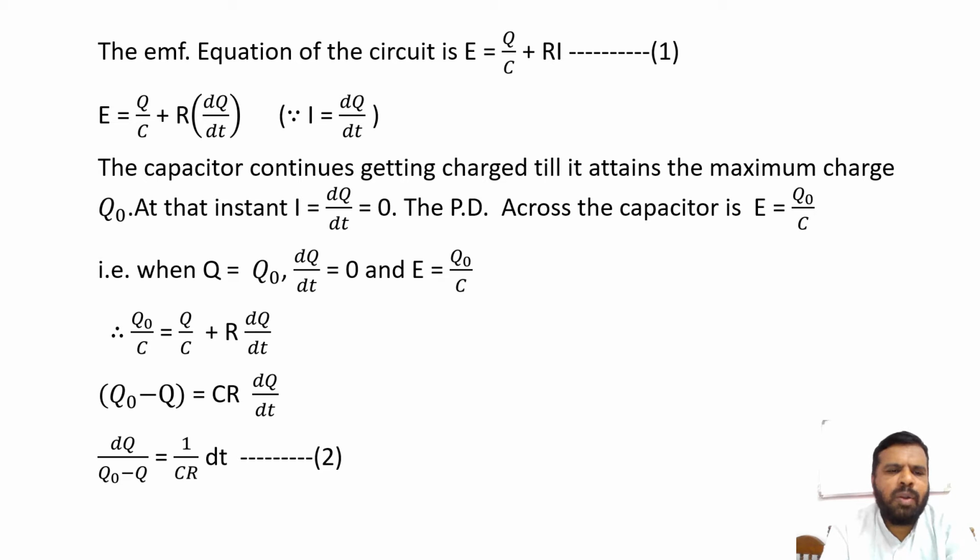Therefore, Q0 divided by C is equal to Q divided by C plus R into dq by dt. Or this equation can also be written as Q0 minus Q is equal to C into R into dq by dt, or dq divided by Q0 minus Q is equal to 1 divided by CR into dt. Call this as equation number.